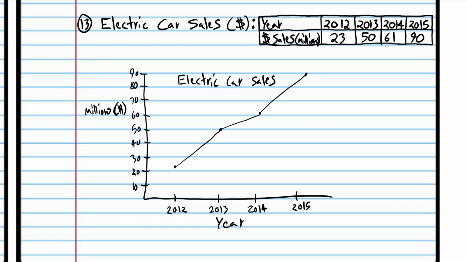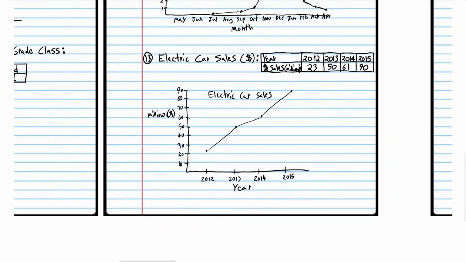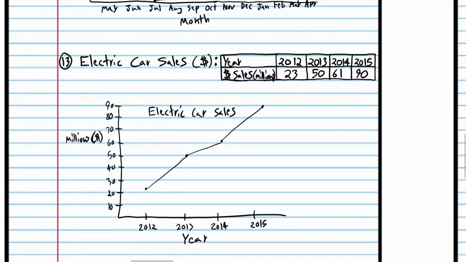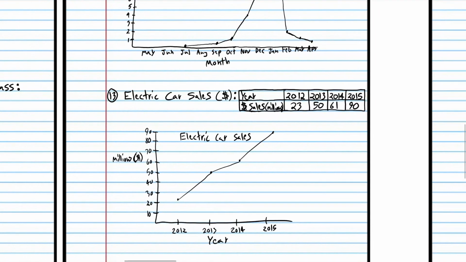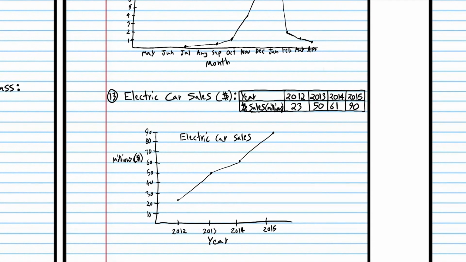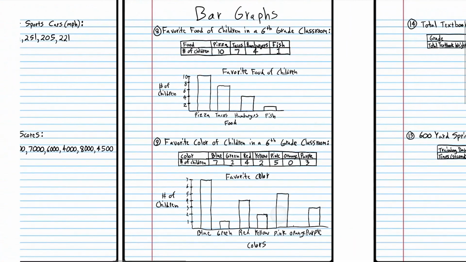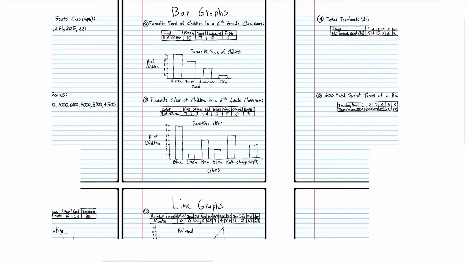So that's pretty much it for this class. I have some more problems, but it's just really the same thing. As you can see, line graphs are really not that difficult. You just got to remember to do your titles. And bar graphs, you can see, are not that difficult either. So that's it for this class.